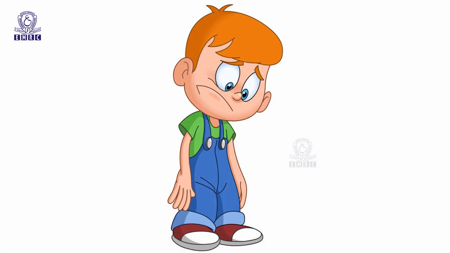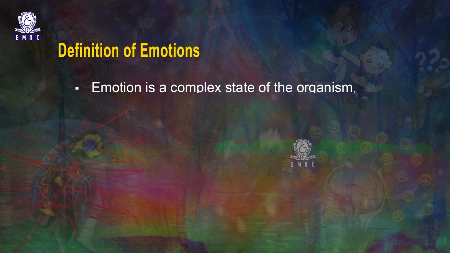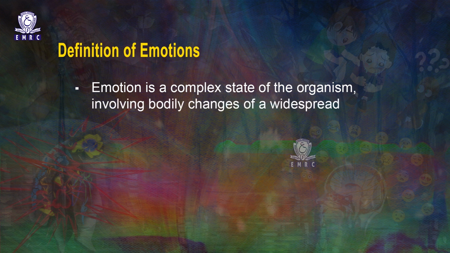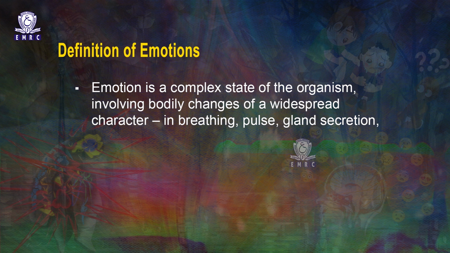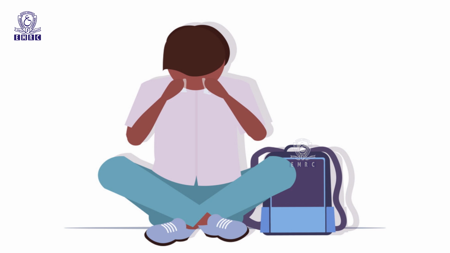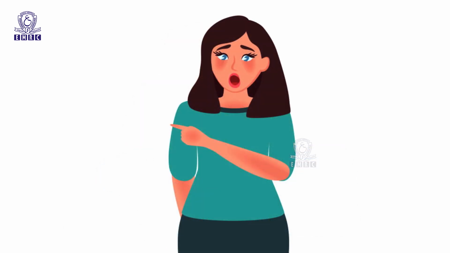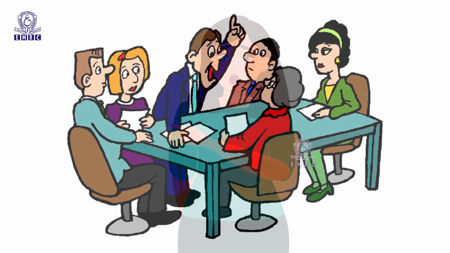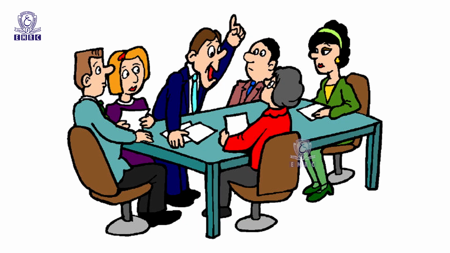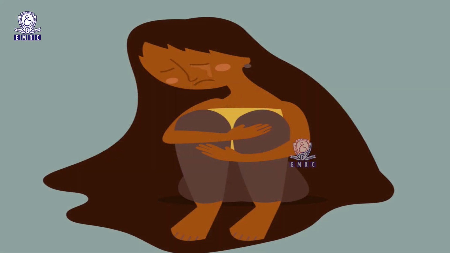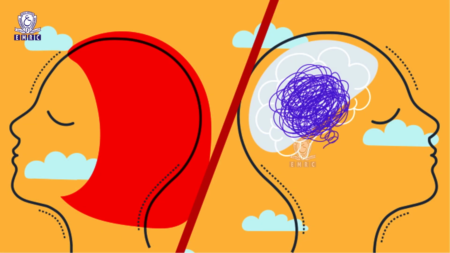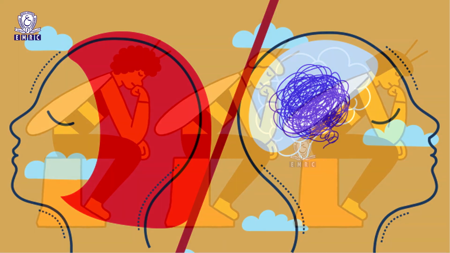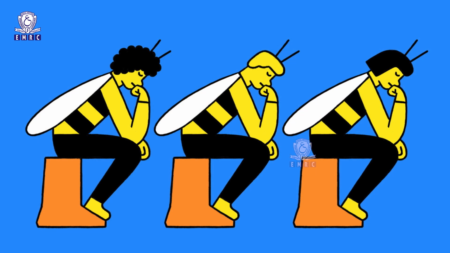A descriptive definition will be: emotion is a complex state of organism involving bodily changes of a widespread character in breathing, pulse, gland secretion, etc. And on the mental side, a state of excitement or perturbation marked by strong feeling and usually an impulse towards a definite form of behavior. If the emotion is intense, there is some disturbance of the intellectual functions, a measure of dissociation. And an emotion is experienced as a feeling that motivates, organizes and guides perception, thought and action.